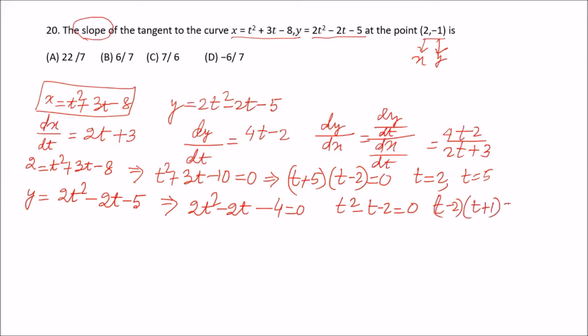What is the value of t? T is 2, and t is minus 1. So see which one is common in all the cases. So that will be the value of t. T is equal to 2.